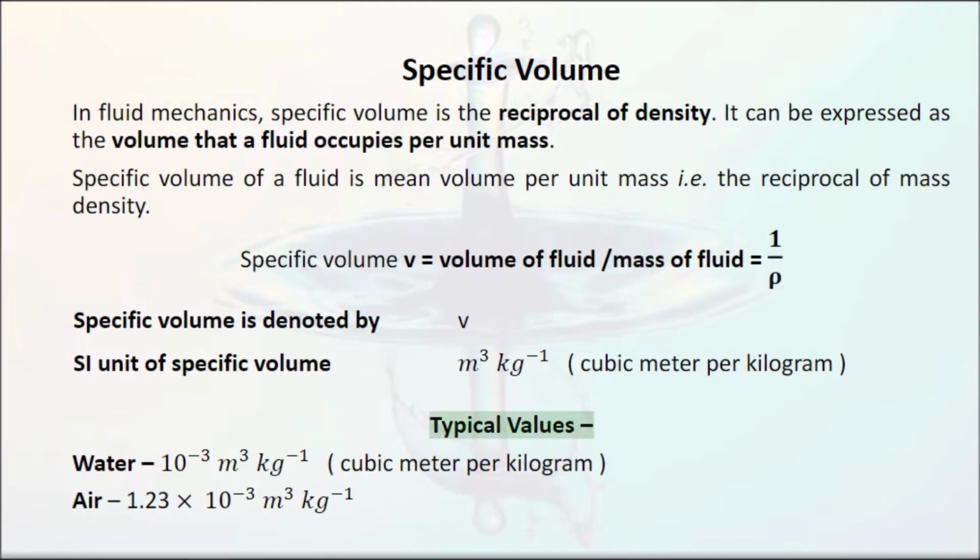Typical values: water 10 to the power minus 3 cubic meter per kilogram, air 1.23 times 10 to the power minus 3. Specific volume is denoted by v. SI unit of specific volume: cubic meter per kilogram.